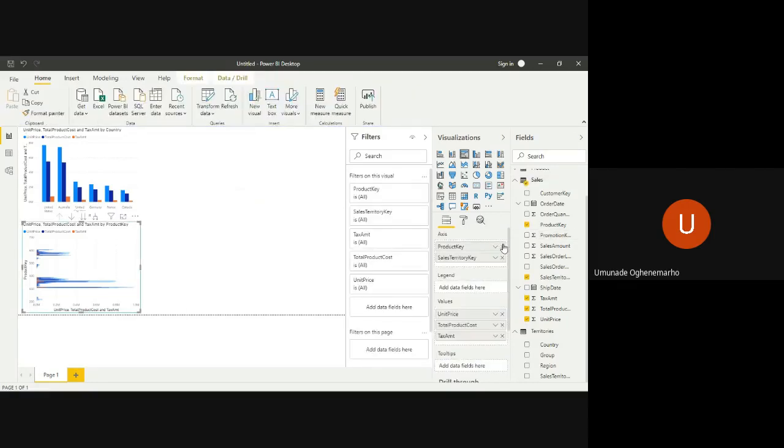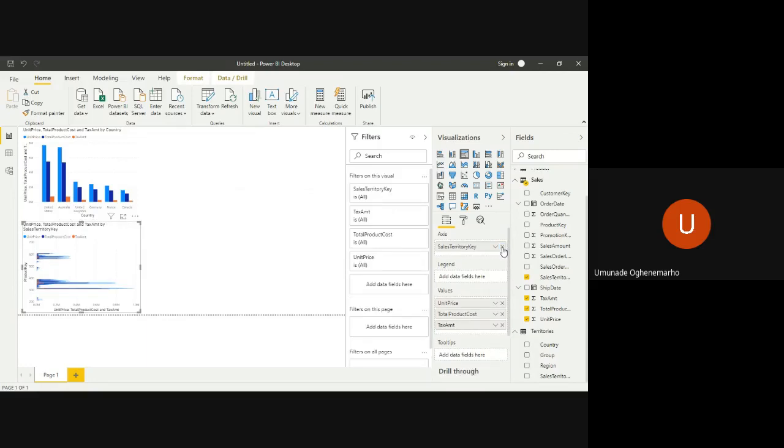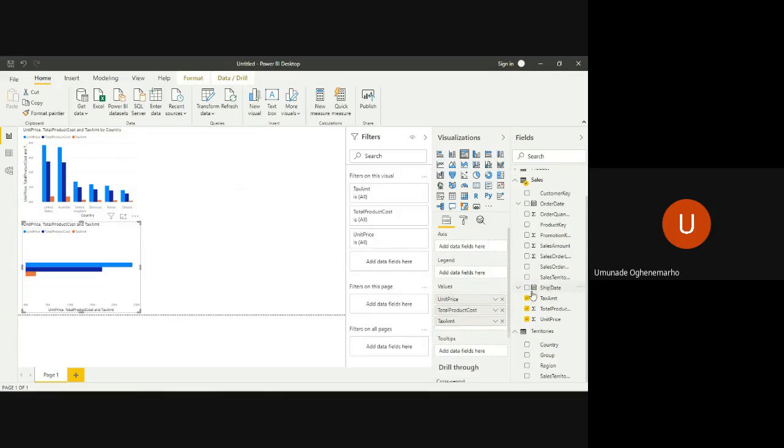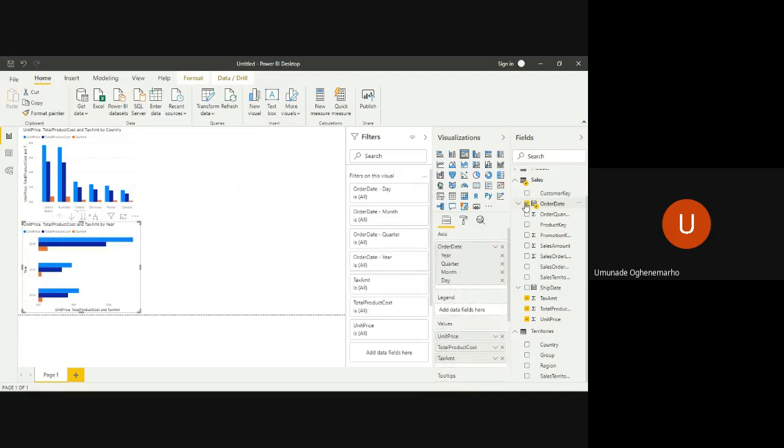Let's get back and use other dates, as was the original plan. So we have other dates.